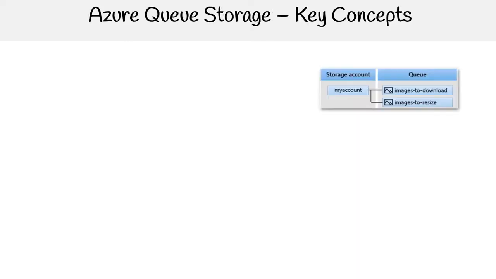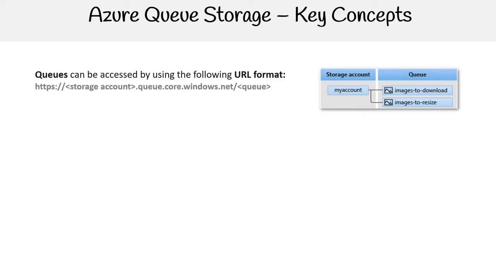Let's just talk about some of the components within a queue. There's not a lot here, so it's not too complicated, but the idea is you have a queue. This could be accessed by using a URL format of the following. So you'll have your storage account here, queue.core.windows.net, and then the queue name. Would this show up in the exam? Probably not, but it's generally good to know just in case, because Azure exams are very tricky.